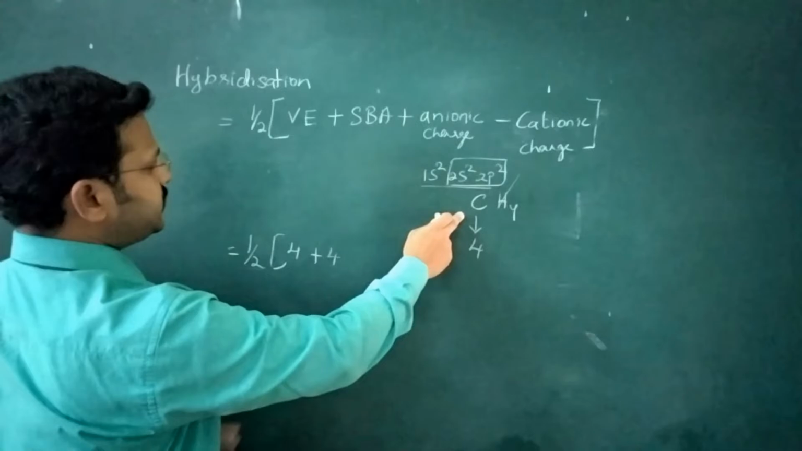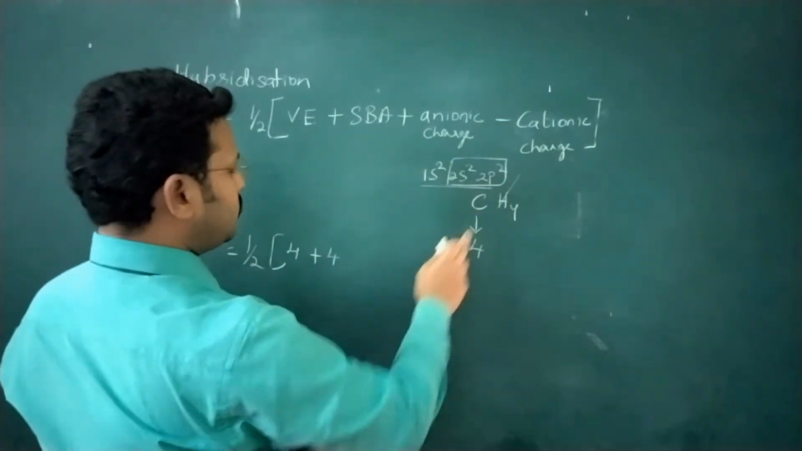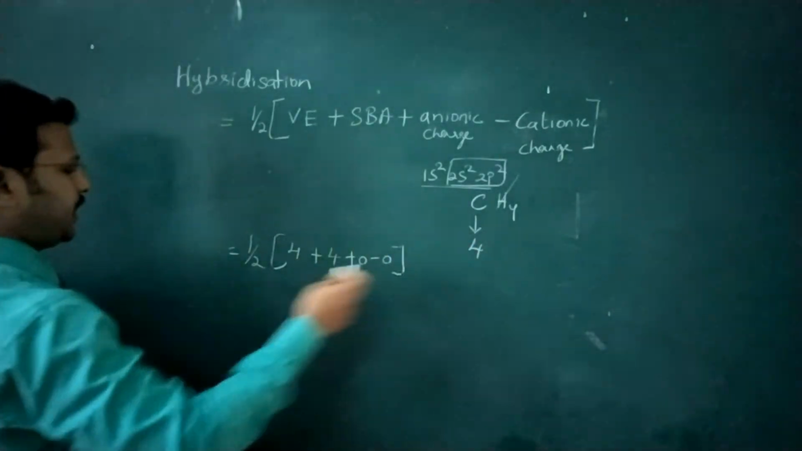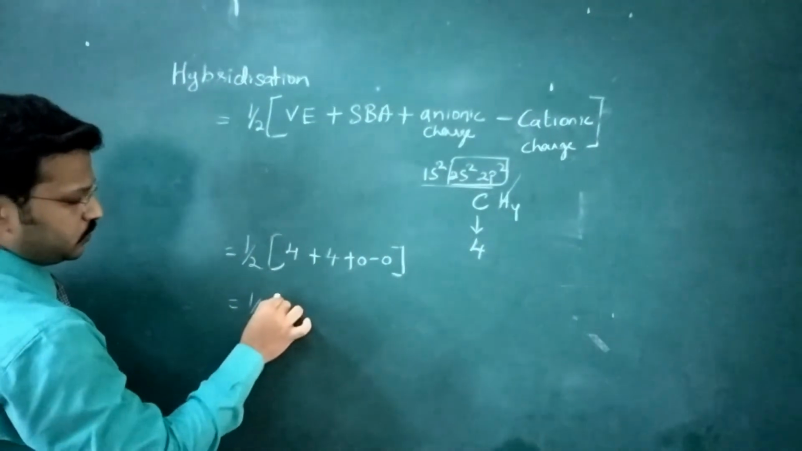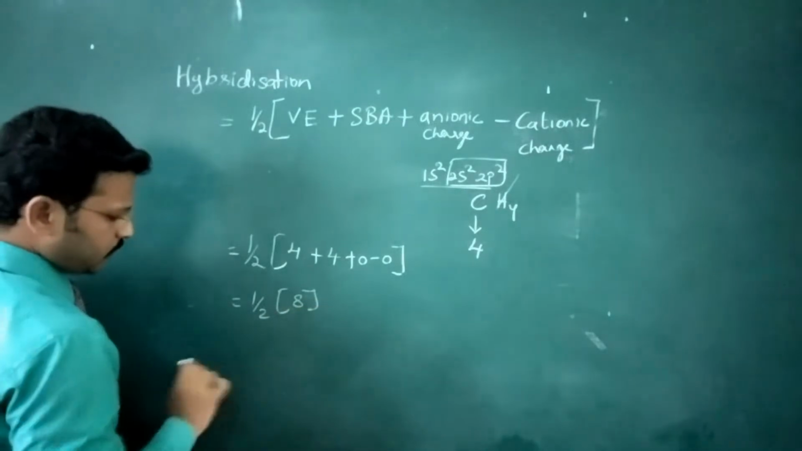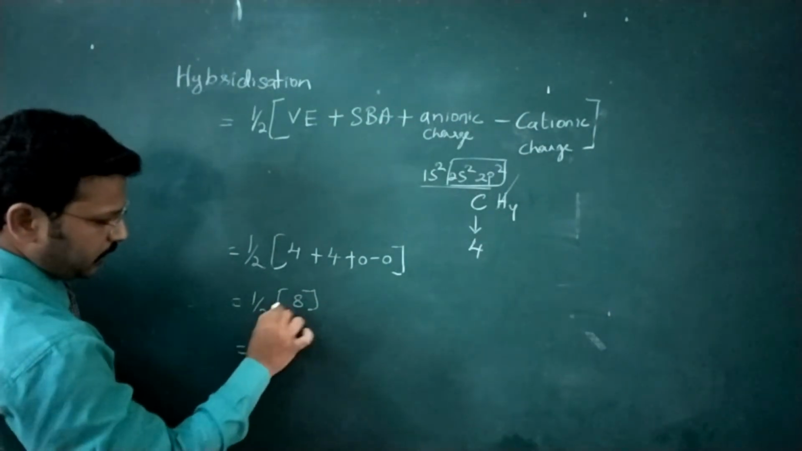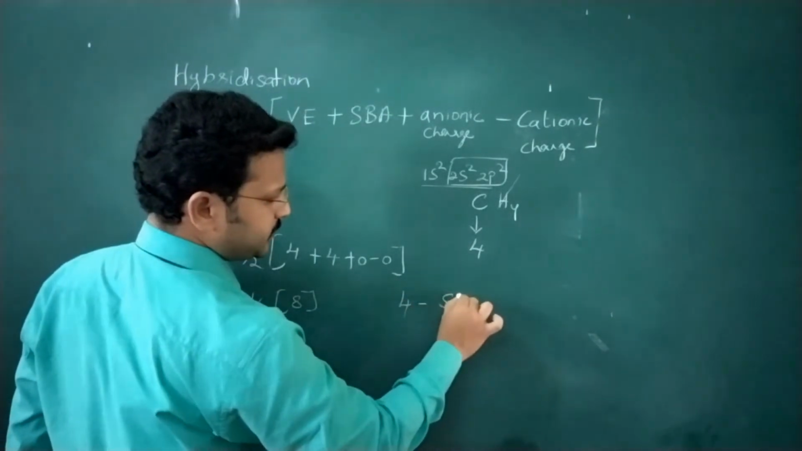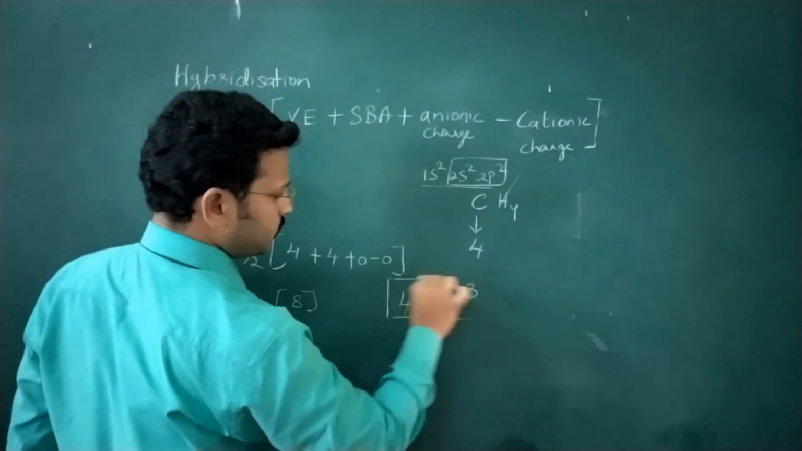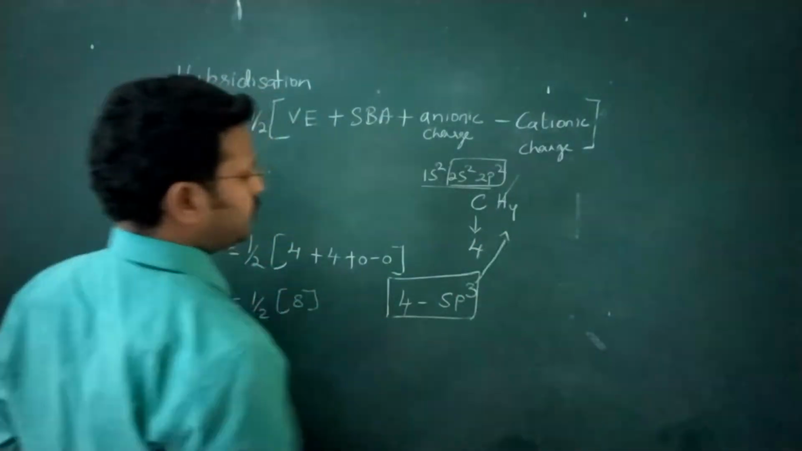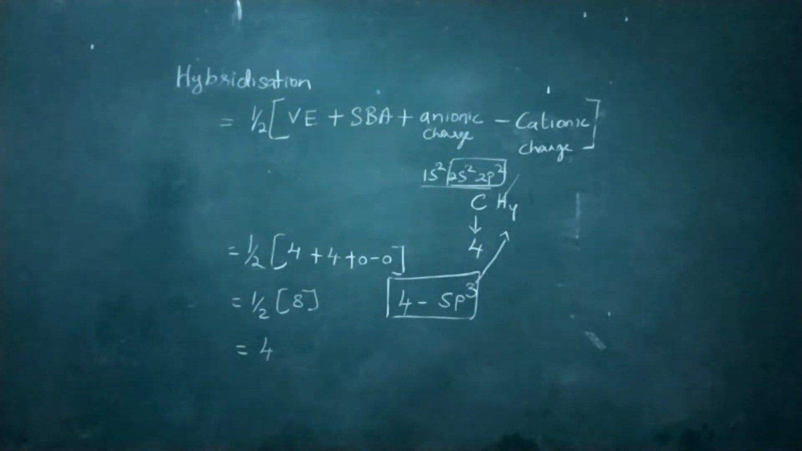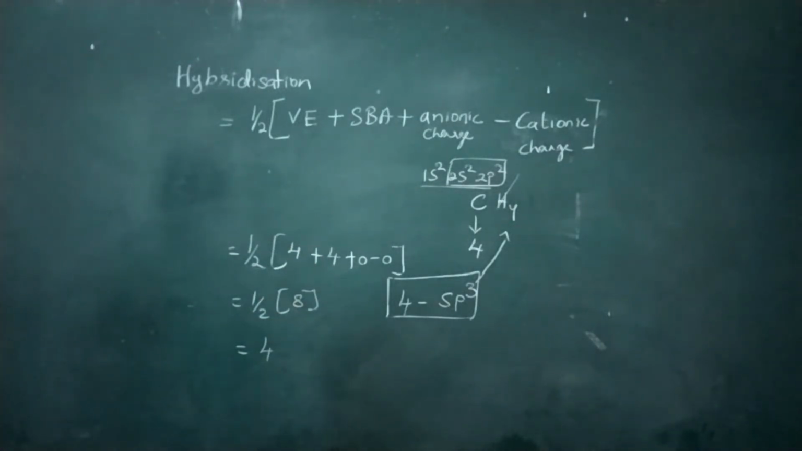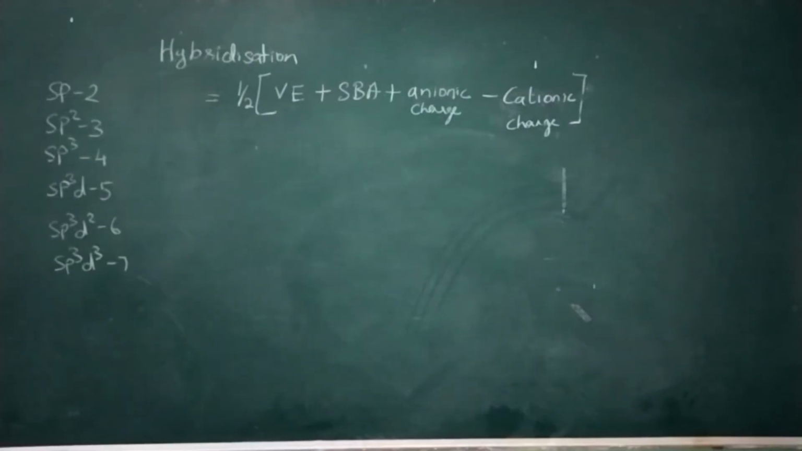Is there any anionic charge? No. Is there any cationic charge? No. So I will add 0 and subtract 0. So half into 8 is 4, and the respective hybridization for 4 is sp3. So this is the hybridization of methane. Sir, what if I get lone pairs on the central atom? I will give an example for that also.